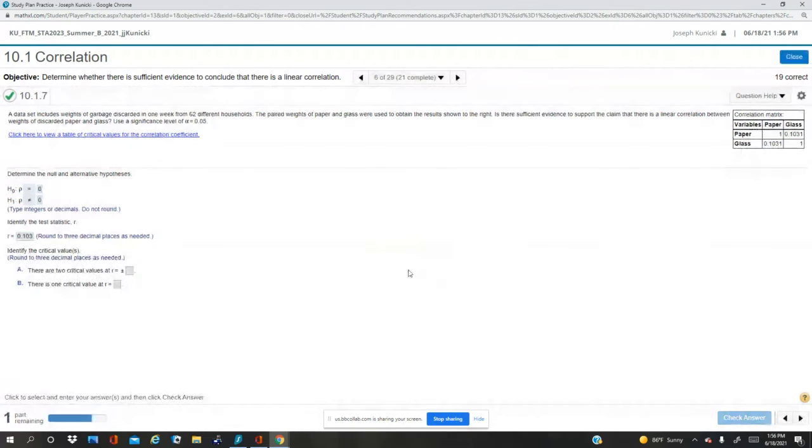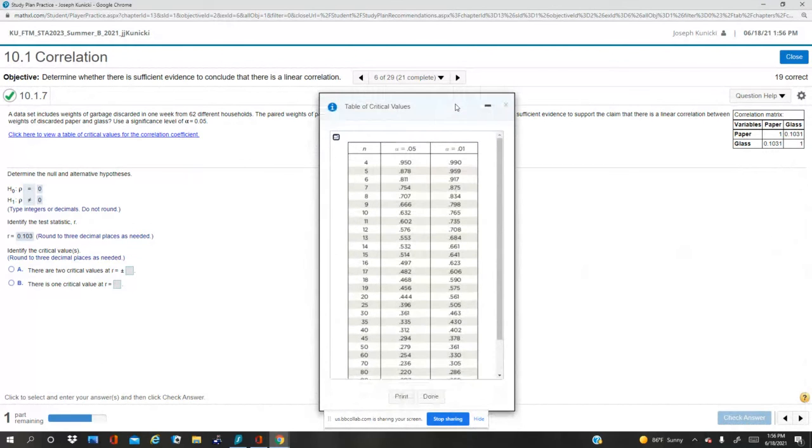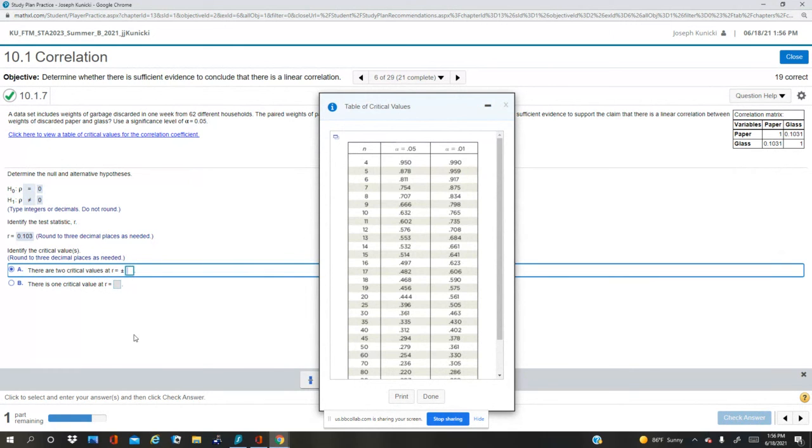Okay, now they're going to ask us for the critical value. So we open up the table, and it says that N is 62. There's 62 households. So the closest I can get is 60, so I round it off. And if it's 5% on the significance level, alpha is 0.05, so it's the middle column. I just go to 60, so 0.254, and it's symmetrical, so it's plus or minus 0.254.